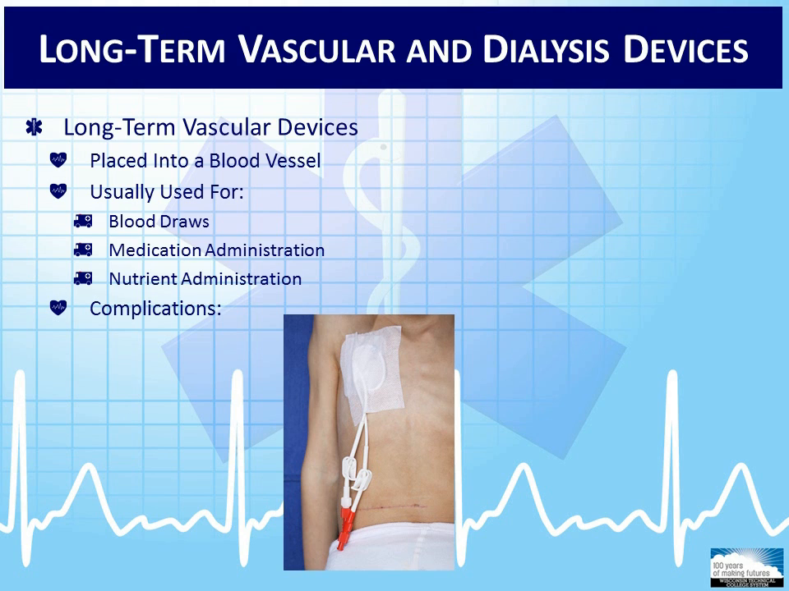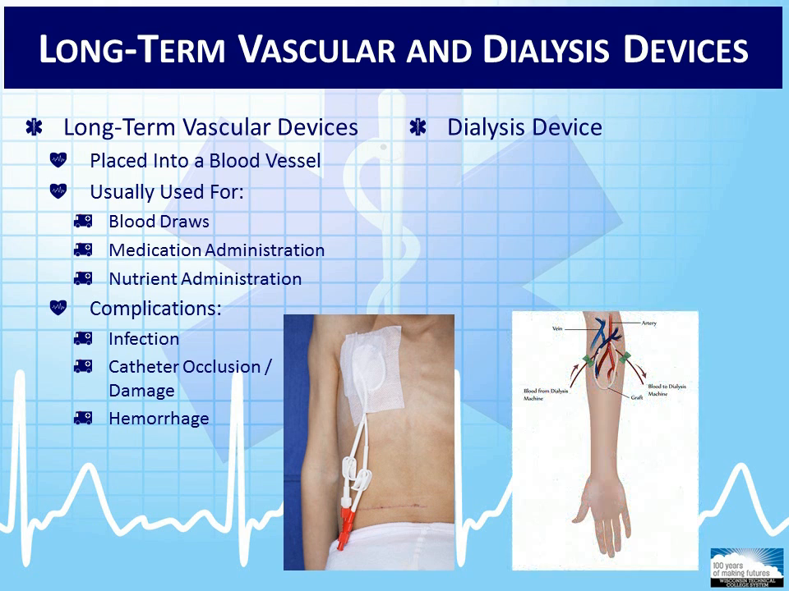A few complications associated with these devices include infection, catheter occlusion or damage, and hemorrhage. If bleeding is an issue, the EMT should control the bleeding with direct pressure and follow his or her protocols for hemorrhage control. Dialysis devices may be seen in patients with renal failure or a history of renal failure.